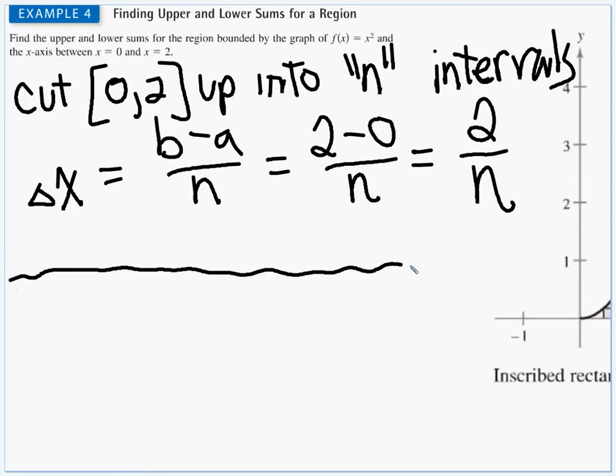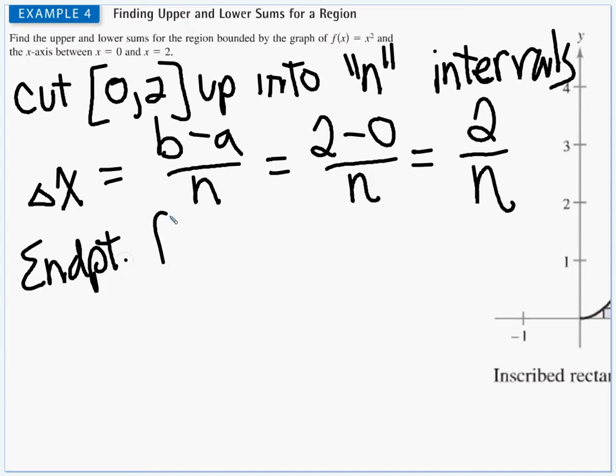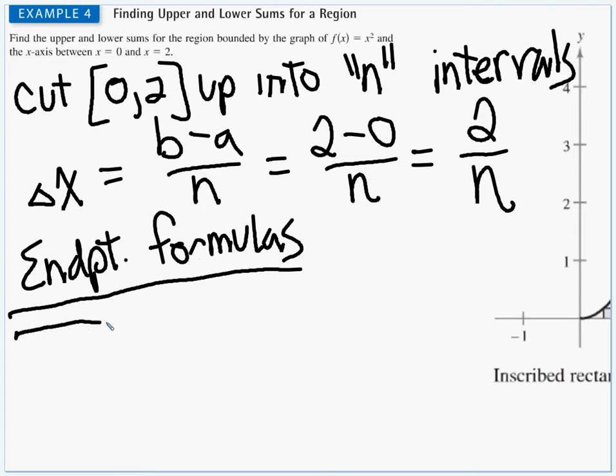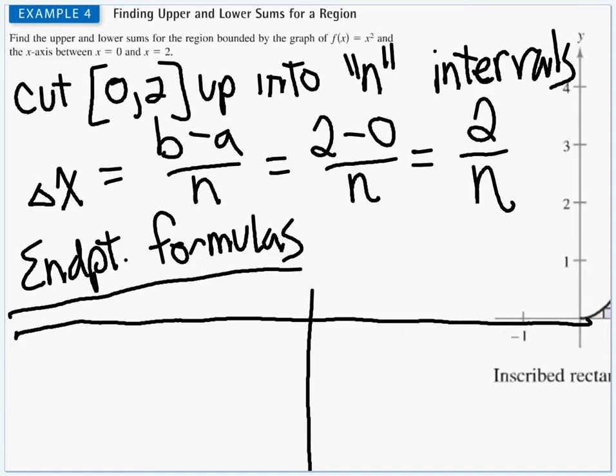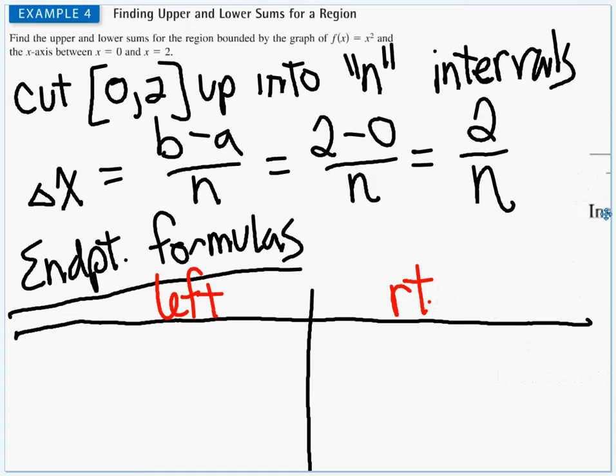Now, we are going to do left and right hand sums, so let's get our endpoint formulas out of the way. Let me do it like this. Endpoint formulas. So we'll do the left endpoint formula on the left, the right endpoint on the right, naturally. Left and right. Now usually the right endpoint is going to be a little bit easier than the left.